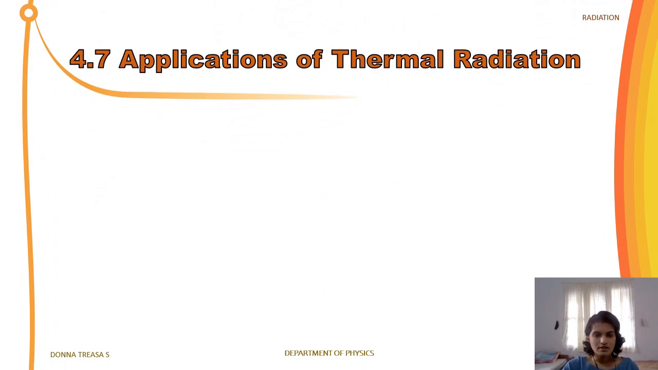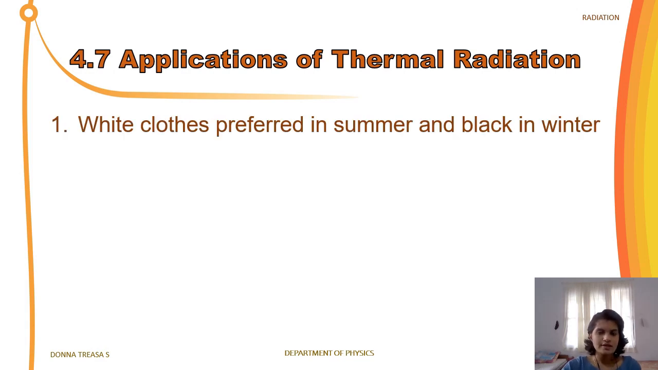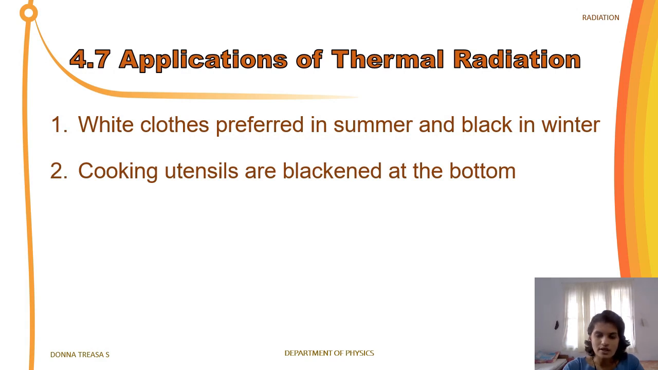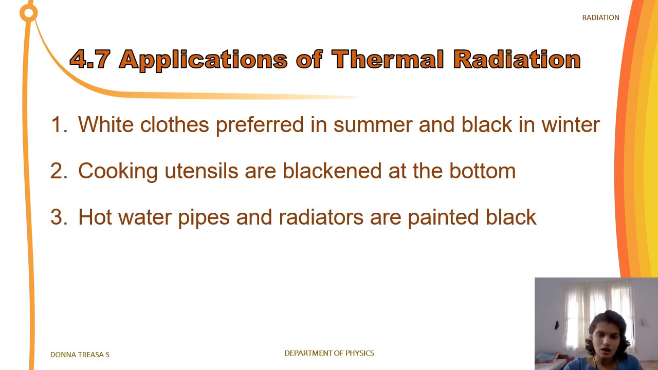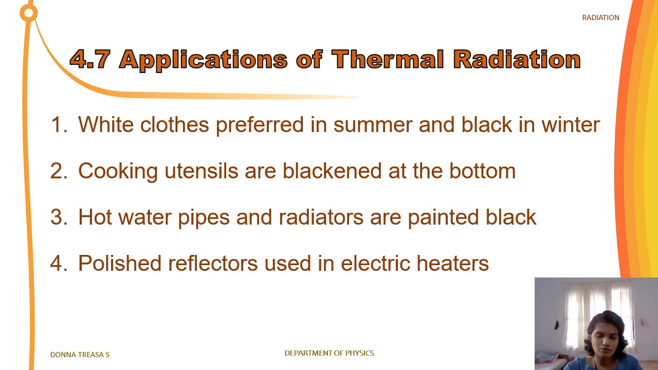So far, we have seen the definition, certain quantities and some laws associated with thermal radiation. Now, we shall look into the applications of thermal radiation. The first one is that white clothes are preferred in summer and black in winter. Cooking utensils are blackened at the bottom. Hot water pipes and radiators are painted black. Polished reflectors are used in electric heaters. All these four applications are based on the fact that black color absorbs more heat energy.